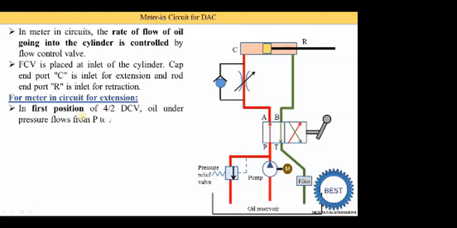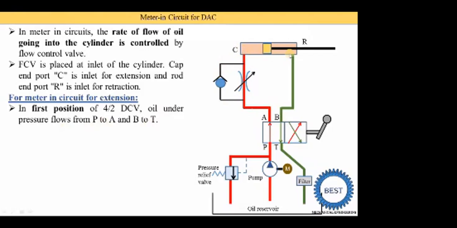In the first position of the 4/2 DCV, oil under pressure flows from P to A and B to T. So here in this image you see the first position. Oil flows from P to A, and from A it is supplied to this flow control valve. Oil has two options, either pass through the flow control valve or through this check valve. Then it enters the cap end side and applies force on the piston, and the piston moves from left to right.